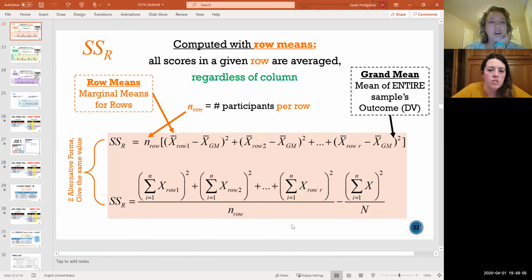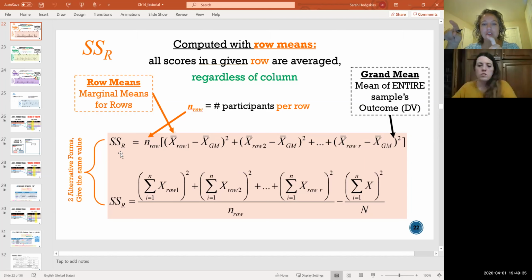Yes. So first you have to do the sum of squares, and to do the mean sum of squares, you do the sum of squares. So if we look in this orange box, that top equation, there are 2 alternate forms. The top form is the one that works best with pencil and paper. So you're going to take each of the row means, X bar row 1, X bar row 2, X bar row 3, though you only have 2 rows in this example. You take the 2 row means, subtract the grand mean, square it, and then add it up.